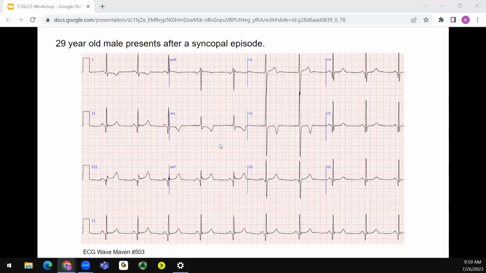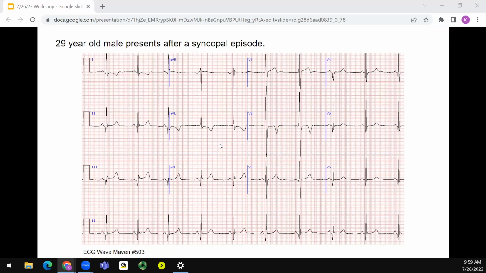What else? Someone asked if this patient has HOCM. What makes you think this is HOCM besides anything else? Felipe says dagger Q waves. Where do you see dagger Q waves? In 2, 3, aVF, very narrow Q waves that are fairly large. Yeah, and V4 through V6. Big amplitude in septal leads.